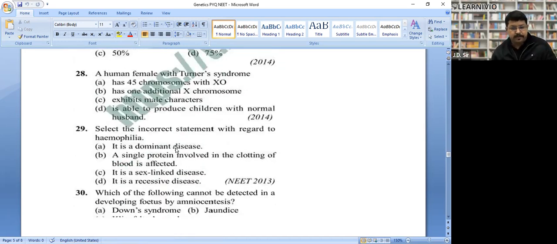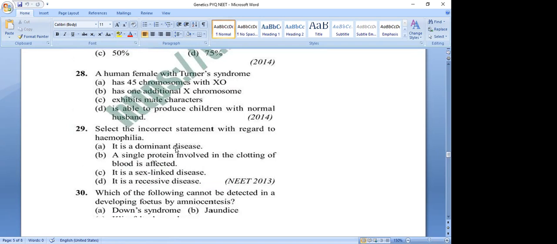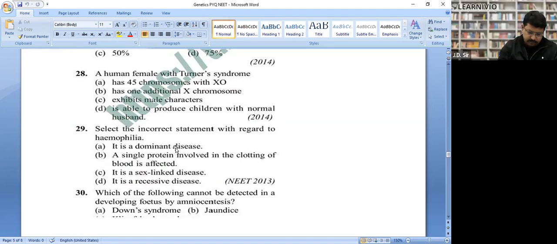28. A human female with Turner syndrome. It's directly from NCERT, this question. Option A. It's 45 chromosomes with X. Option A. Correct. Very good.